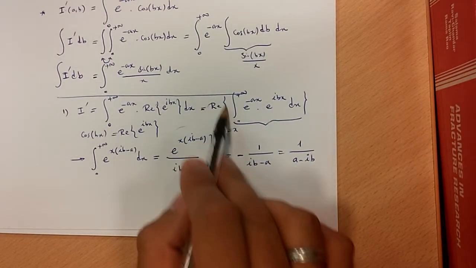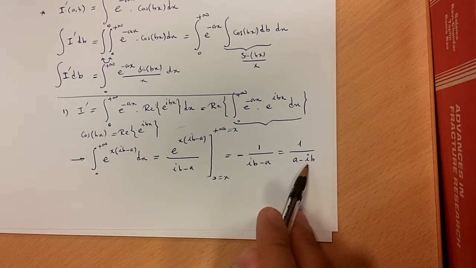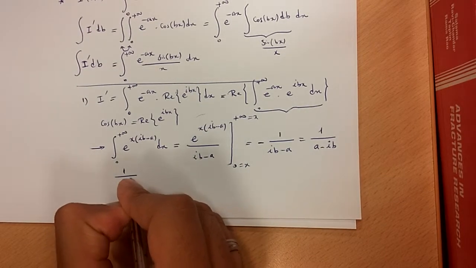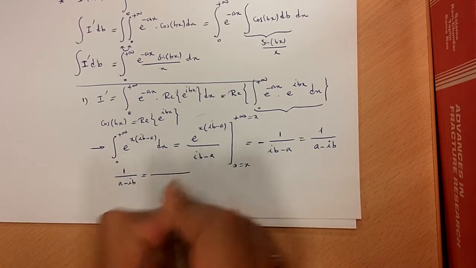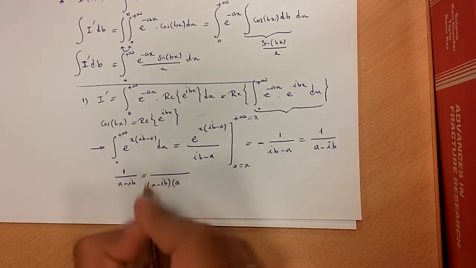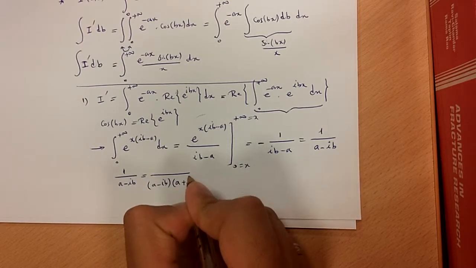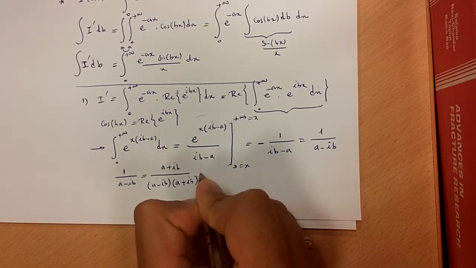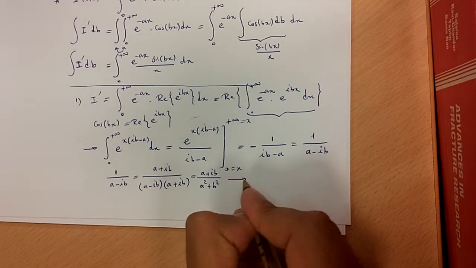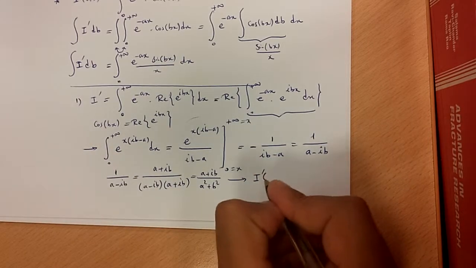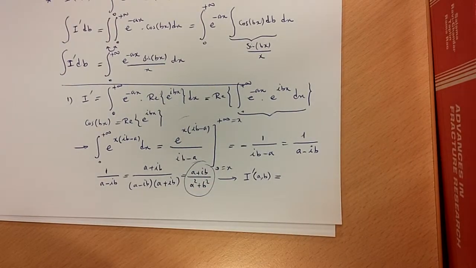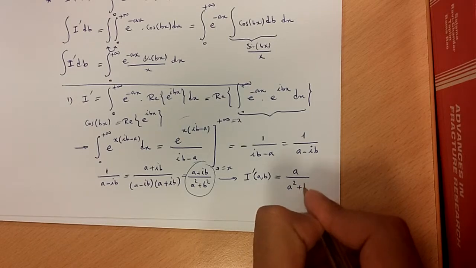I prime is in fact the real part of this. So 1 over (a minus ib) is equal to, if I multiply the numerator and the denominator by the complex conjugate of this term, which is a plus ib, (a plus ib) over (a squared plus b squared). Finally, I prime, in terms of a and b, is simply the real part of this, which is a over (a squared plus b squared).